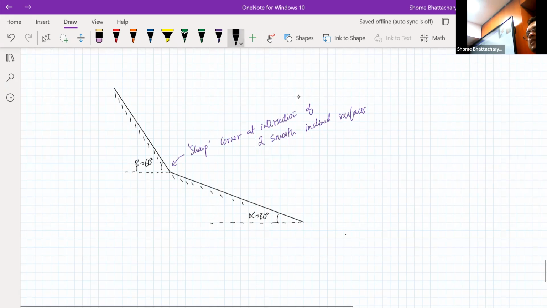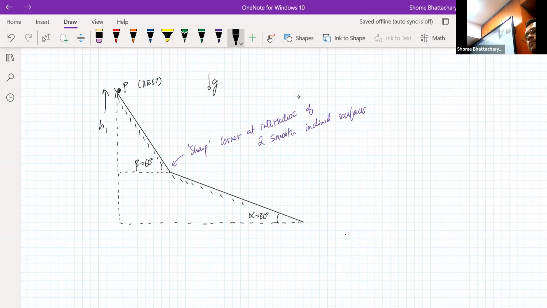Now what we do is we release a particle from this point here, from rest. It comes sliding down the first inclined plane, and we'll assume that it makes a perfectly inelastic collision at the corner point. It comes and impacts the second surface at that corner point. If this height is h1 and this height is h2, we'll calculate what its velocity is by the time it comes here.